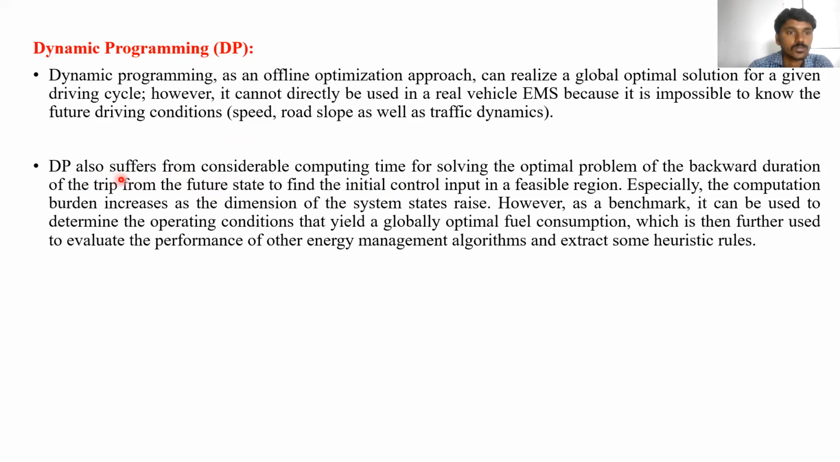Dynamic programming also suffers from considerable computing time for solving the optimal problem of the backward duration of the trip from the future state to find the initial control input in a feasible region, especially as the computation burden increases as the dimension of the system states rise. However, the benchmarks can be used to determine the operating conditions that yield a globally optimal fuel consumption, which can then be used to evaluate the performance of other energy management algorithms and extract some rules.